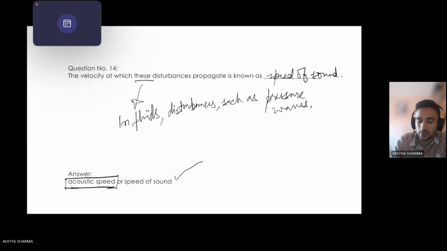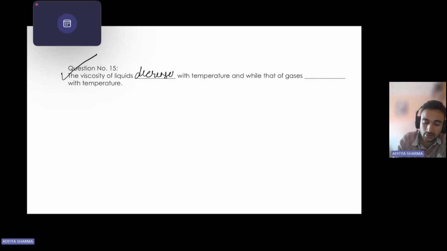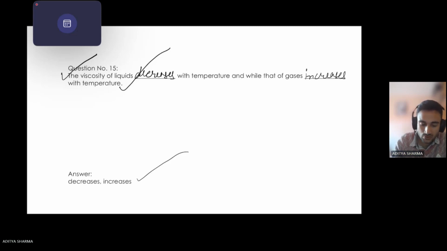Then let's move on to the next question. So this was speed of sound. This question has already been discussed: the viscosity of liquids dash with temperature, it decreases, while that of gases, it increases. This question has been already discussed. So this is the answer. So this question is also complete.